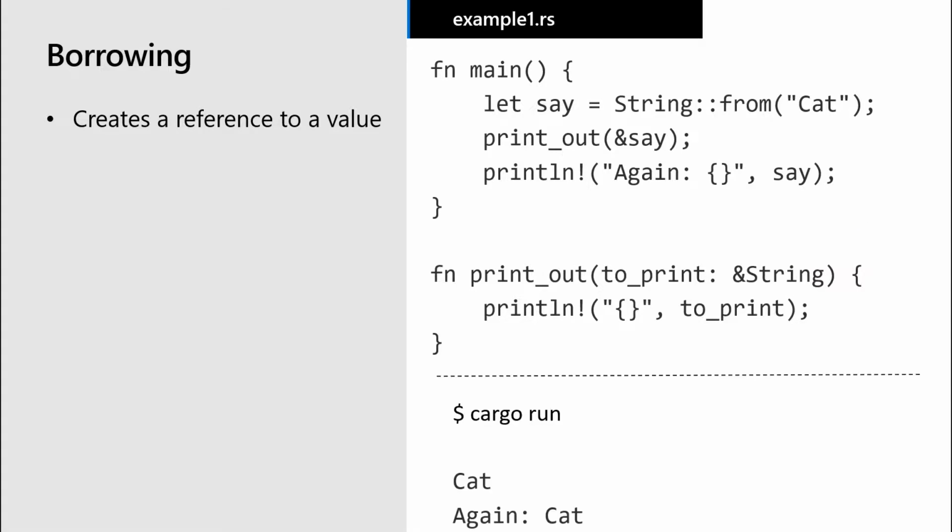Instead of passing ownership of our original string to the printout function, we created a reference to the value of the string and passed that reference. This means the main function kept ownership of the original string and we could use it again. In the Rust community, we say the other function borrowed the value of our original string.